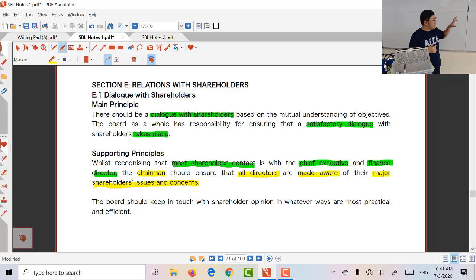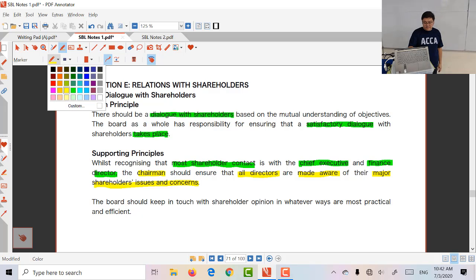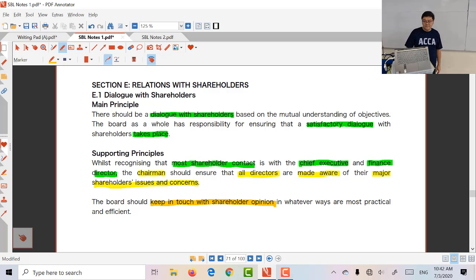That's why we put it as a point that the chairman has to make sure that all the directors are aware of the issue. Now, basic things that you can do would include, it can be as simple as a briefing. During the board meeting, you can debrief and tell them that shareholders came and spoke to us about this issue, and that's what they are expecting us to do. So at least they are aware, okay? Now, it goes on and says that the board must keep in touch with shareholder opinion.